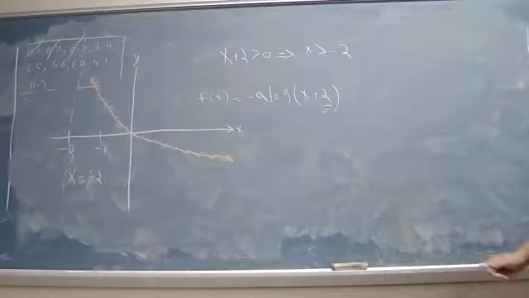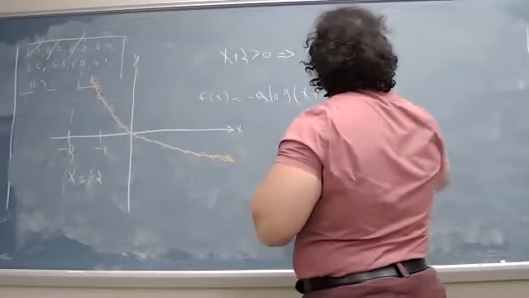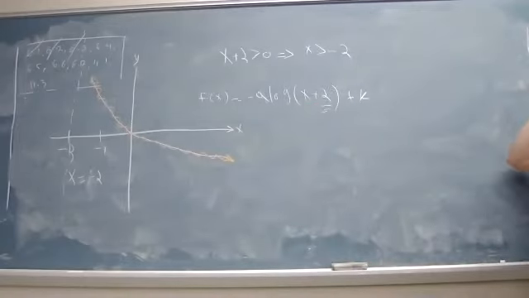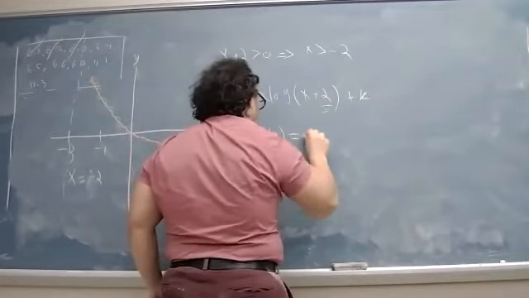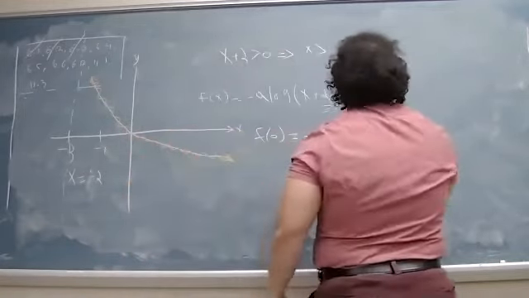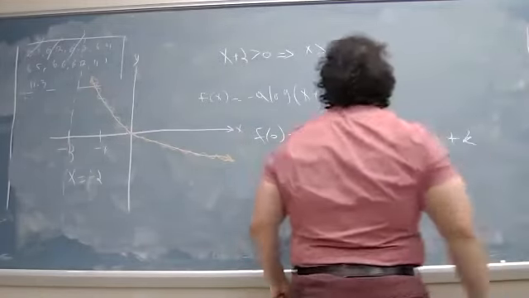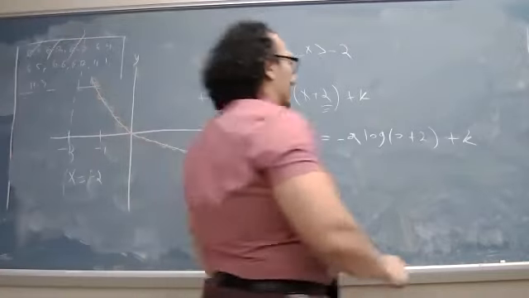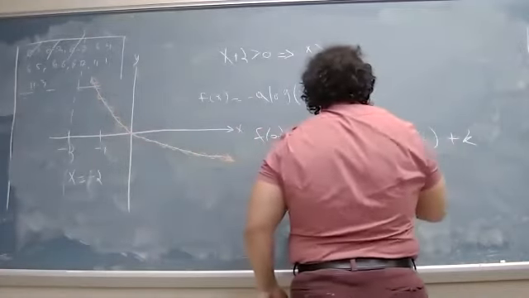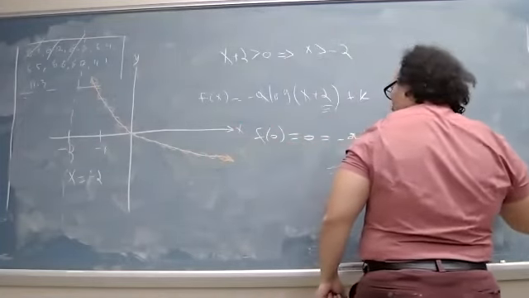All right, but we don't know the stretch or the compression, and we don't know the vertical shift. So we'll put that plus k. What we do know is that f of 0 is equal to 0 visually. Do we not? Yes, we do, because f of 0 goes through the origin. So then this becomes -a log of 2 plus k is equal to 0.